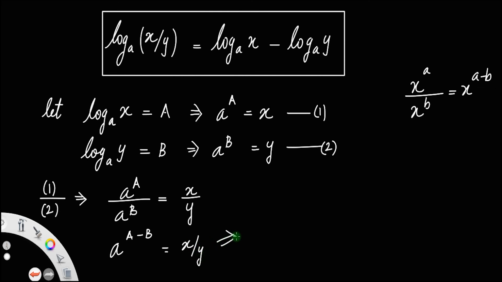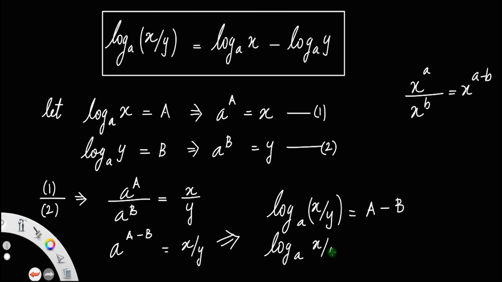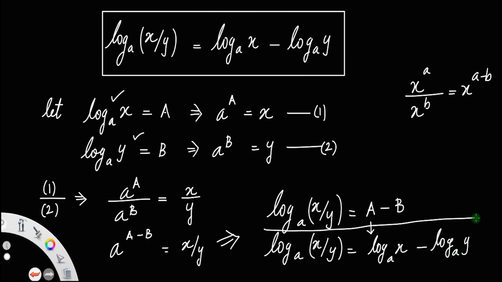Now if you apply log to this, you will get log of x by y to the base a is equal to a minus b. But a is equal to log x to the base a, and b is log y to the base a. So log x by y is equal to log x to the base a minus log y to the base a. So that's the way you prove the quotient rule.